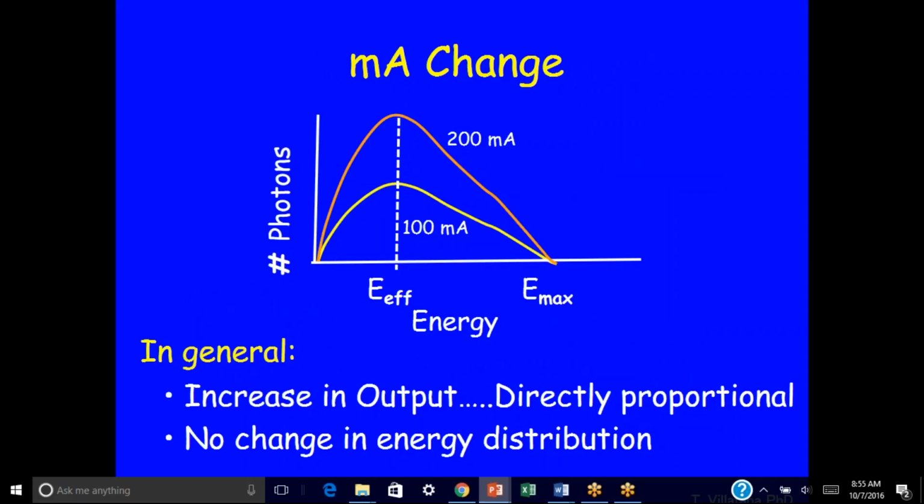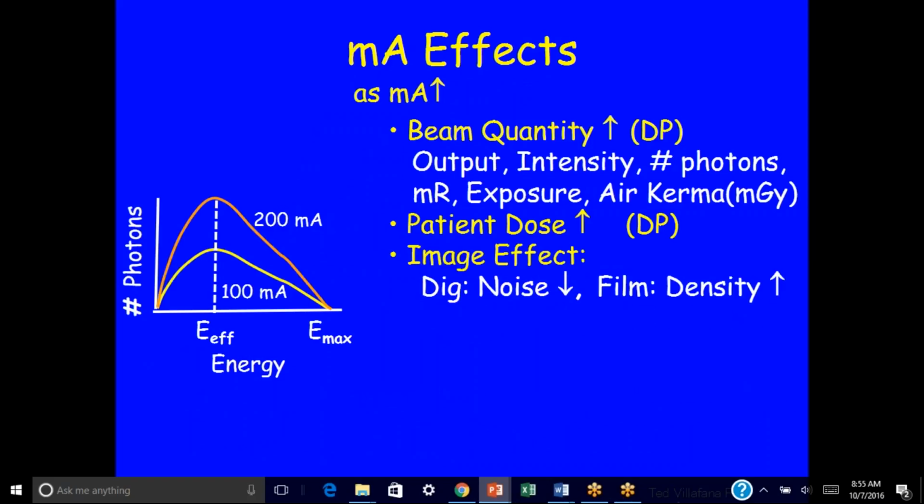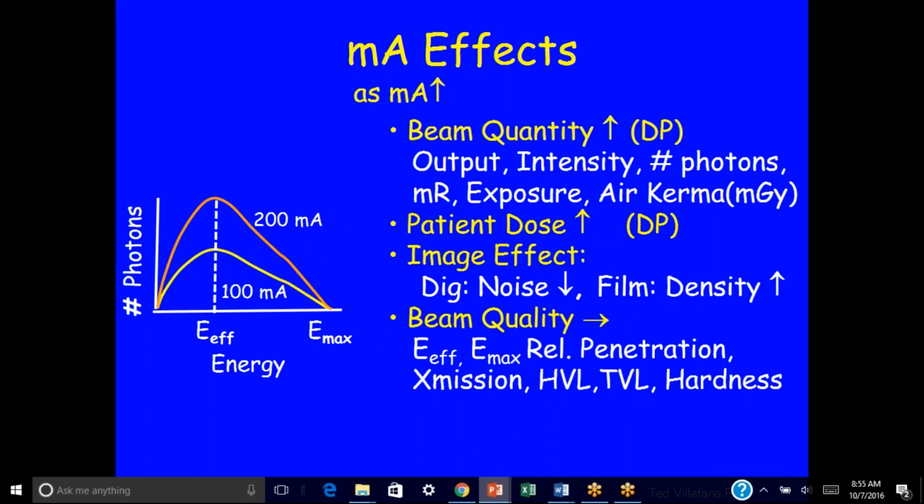So now let's take a look and compare the resulting spectrums. Here we have 100 MA in yellow. There's 200 MA in red. Notice that we have the same observations: you have a directly proportional variation of number of photons. You double the MA like I've done here, you've doubled the output. You double the number of photons, the X-ray intensities being produced. And again, there's no change in distribution. As a result, everything we said about time is also true for the MA. So there's nothing new there.